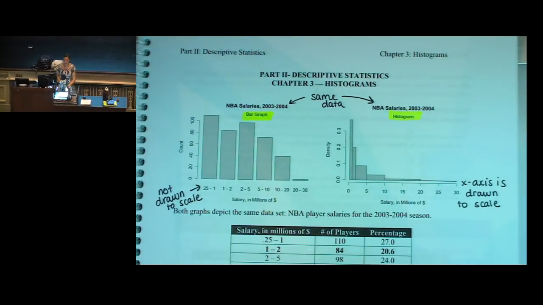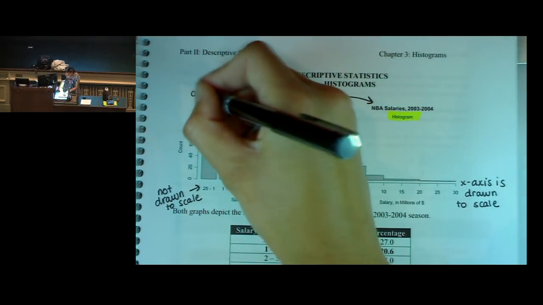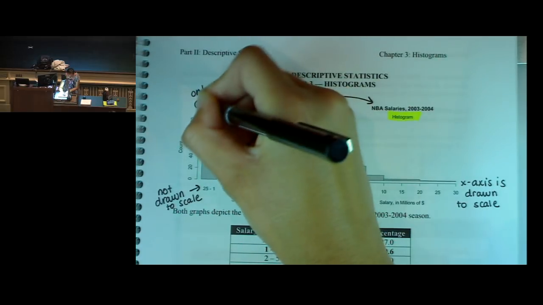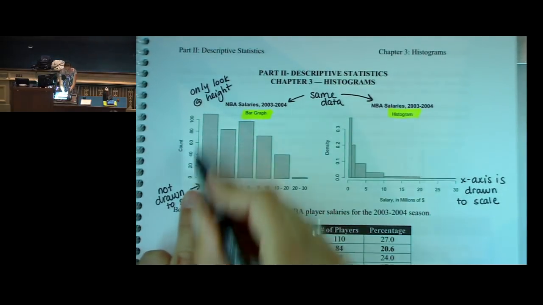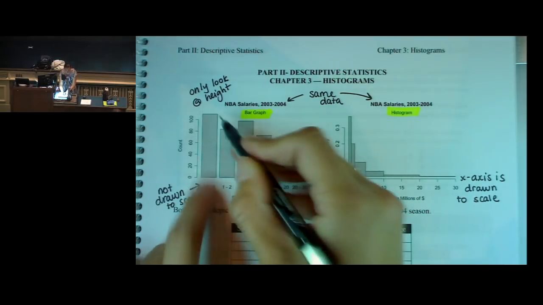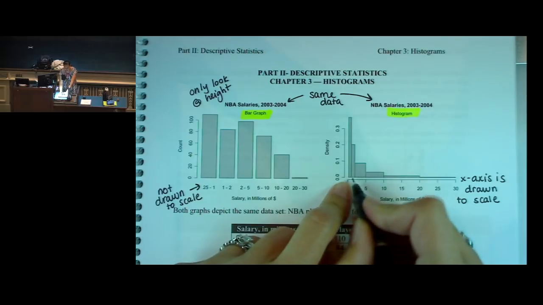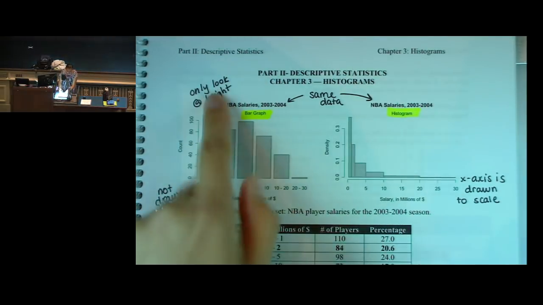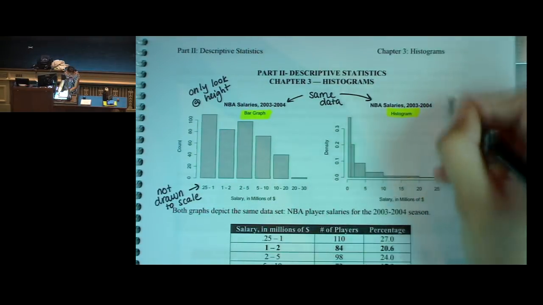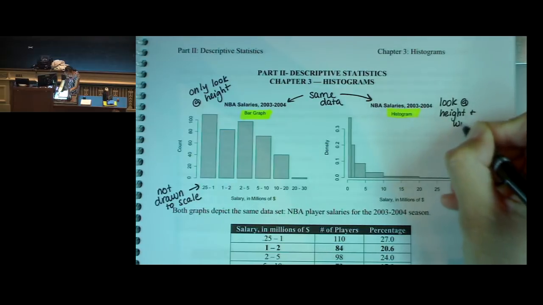So really the only thing in terms of numbers that you can look at on a bar graph is the height. So here you only look at the height. The way you'd read this, you'd say 0.25 to 1, okay? Well, here's the count. It looks like about 120 people had salaries in that range. Whereas with a histogram, you look at the areas. You don't just want to look at the height, you want to look at the widths as well. So with histograms, you look at height and width, whereas with bar graphs, you only look at height. We look at height and width, the areas.